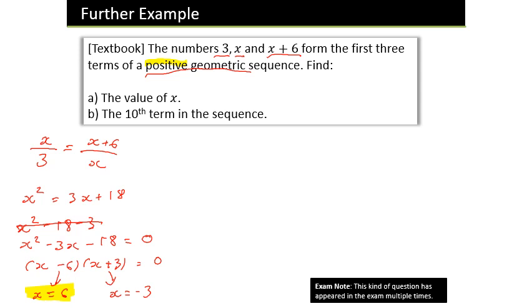Lovely. For part B then, we want to find the 10th term in the sequence. So we are going to use a times r to the n minus 1. Here, the first term in the sequence is 3. Now my common ratio, let's just think about it for a second. We know x is the number 6, and we know that this term is 12. So my common ratio is 2. So it's 3 times 2 to the power of 10 minus 1. So 3 times 2 to the 9, which therefore gives 1,536.